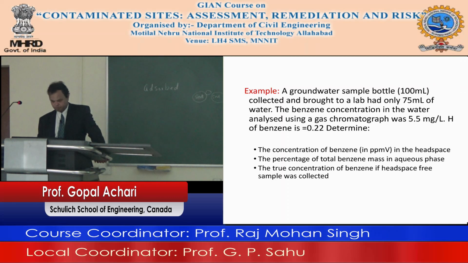Okay, so the concentration of benzene in the headspace is Henry's constant multiplied by C. Henry's constant 0.22 times C is 1.1. The molar volume, remember, is 24.05 because it's 20 degrees Celsius. The molecular weight of benzene is 78. So it comes out to 3.24 milligrams per meter cube.